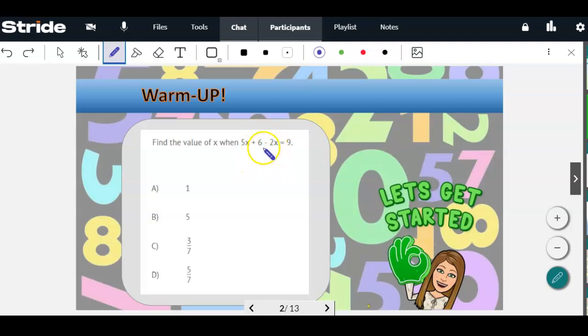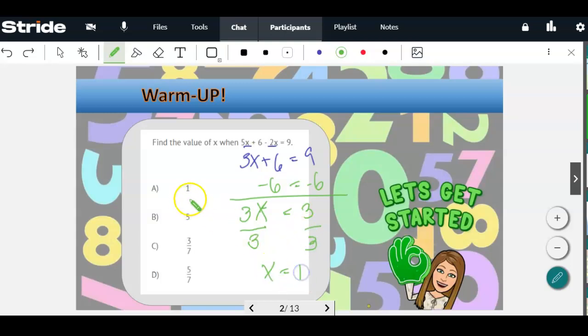First, you need to make sure that you combine like terms. This is 5x, this is minus 2x. That combined is 3x. You still have the plus 6 is equal to 9. Two-step equation, the opposite of plus 6, you're going to subtract 6 from both sides. Then we're left with just 3x. And then 9 minus 6 is 3. Divide both sides by 3. X is equal to 1.